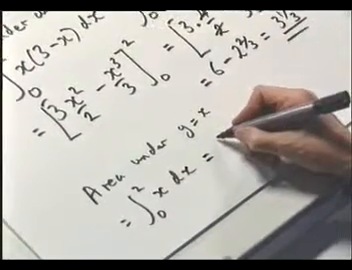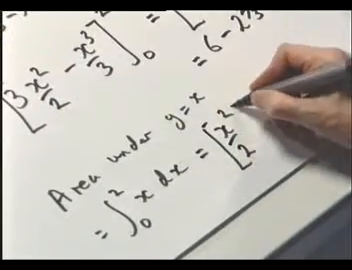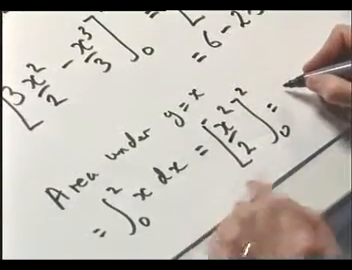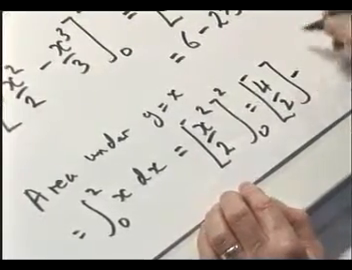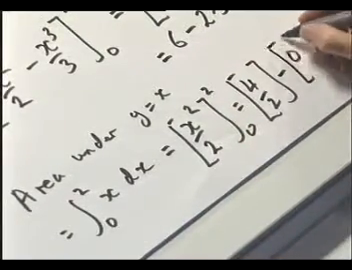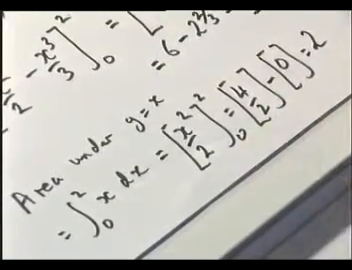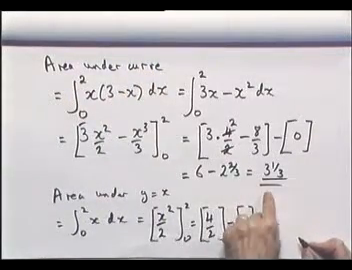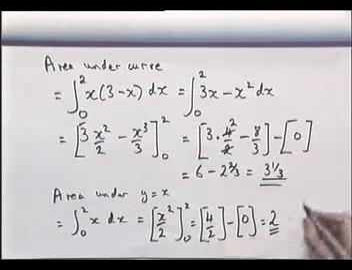Equals, the integral of x is just x squared over 2, between 0 and 2. Substitute in the 2, 2 2's are 4 over 2. Minus, put the 0 in, and the x squared over 2 gives us 0. And so we've just got 2. 2's into 4 goes 2, nothing there. So here we've got the area under the curve, 3 1/3. Here we've got the area under y equals x, 2.